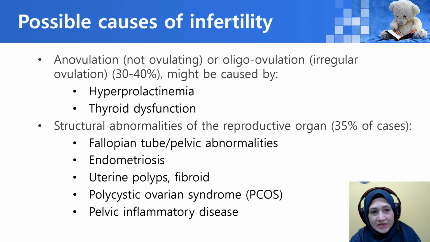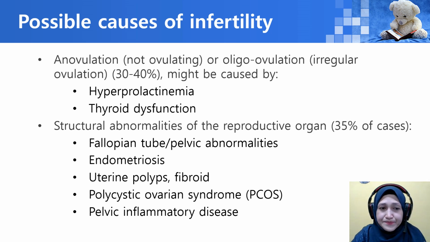Possible causes of infertility: it can be that the woman is not ovulating, we call it anovulation, or the person is having oligo-ovulation, which is irregular ovulation. So that makes up 30 to 40% of infertility cases, and this can occur due to other underlying diseases or underlying pathological disorders. For example, hyperprolactinemia or thyroid dysfunction. So it is related to other disorders related to hormone production.